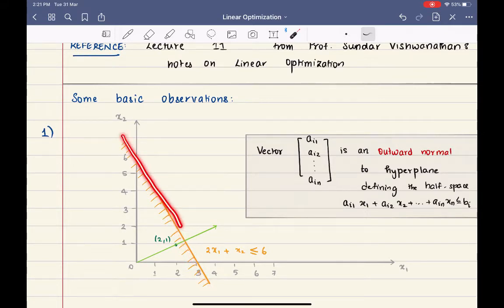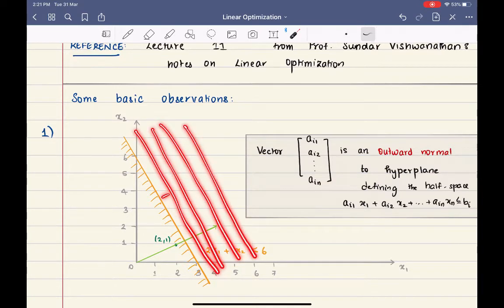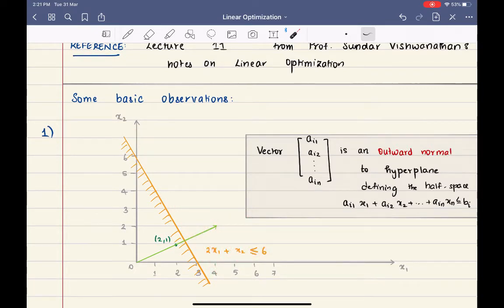See, this just says that the value of 2x1 plus x2 is 6. Now as you keep moving like this, the value of 2x1 plus x2 will increase. So this vector is an outward normal. When we say outward, it's away from the half space. So remember this: if you are given a half space of this form, the vector formed by the coefficients will be an outward normal to the hyperplane defining this half space.